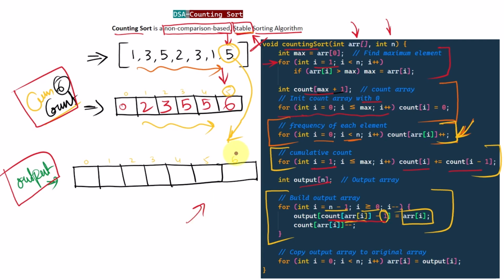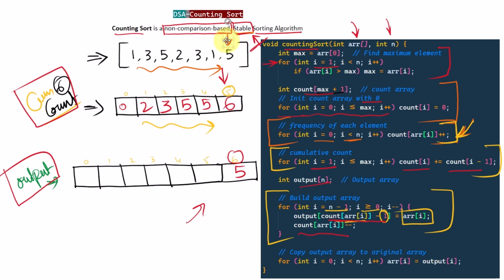So that means this is the 6th index, so the value 5 will be inserted right here in the 6th index. And after that we have to reduce the cumulative count value by 1, which we have already done. This was 7, we have reduced this, and the new value is 6.